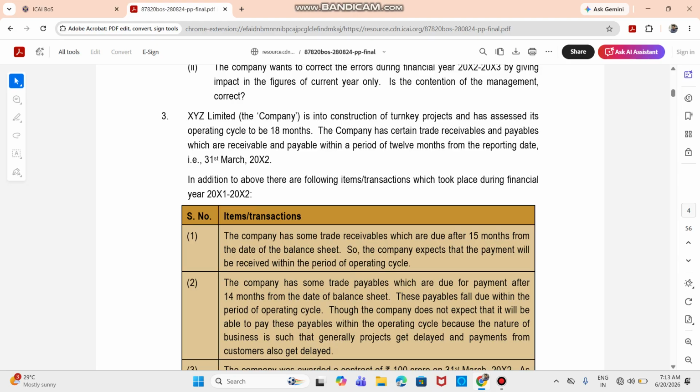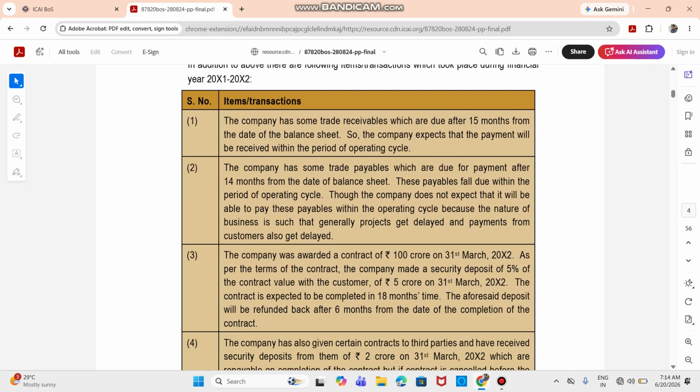These payables fall within the period of operating cycle, though the company does not expect that it will be able to pay this payable within operating cycle, because the nature of business is such that generally projects get delayed and payments from customers also get delayed. Lastly, the company was awarded a contract of 100 crores.